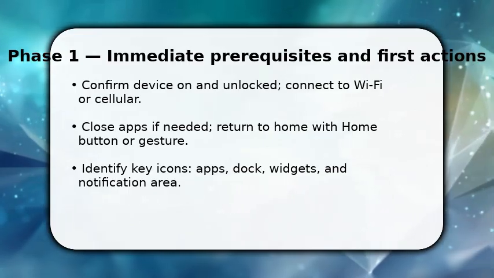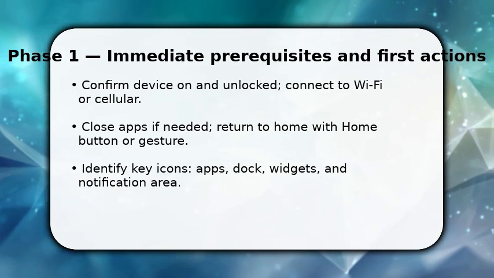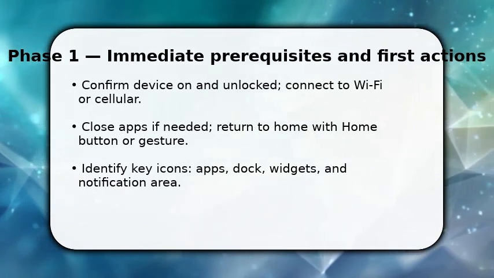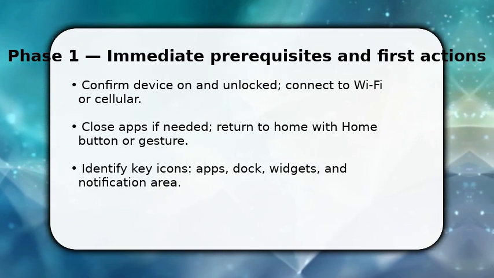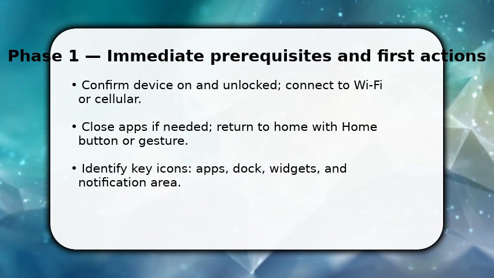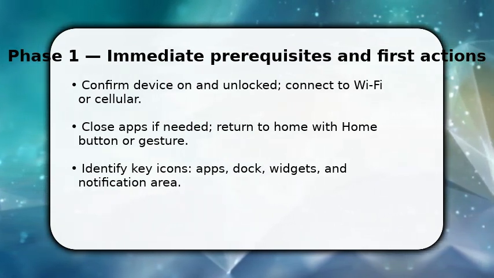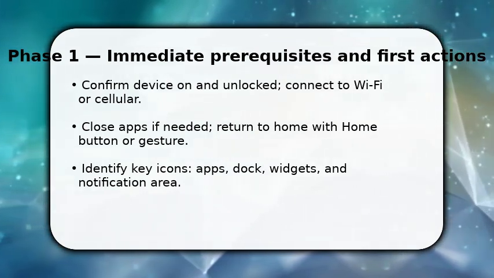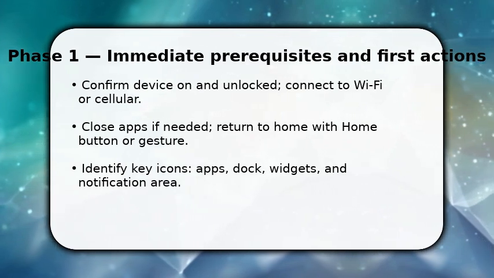You start by making sure the device is awake and unlocked. Connect to Wi-Fi if you need online access. Once done, return to the home screen using the home button or swipe gesture and take a quick visual scan. You want to notice the dock, primary apps, and any widgets. This helps you decide what to change.